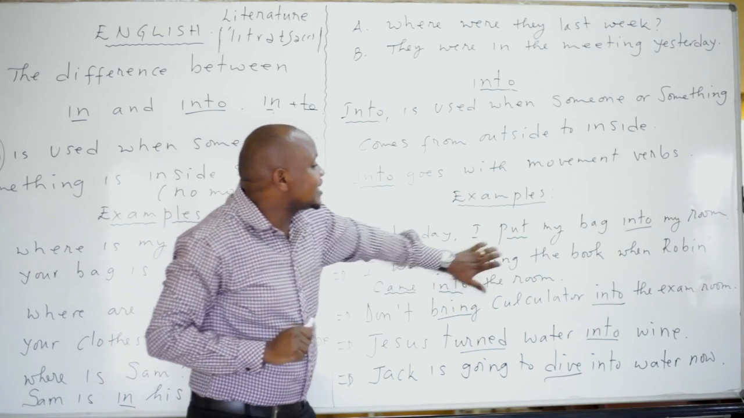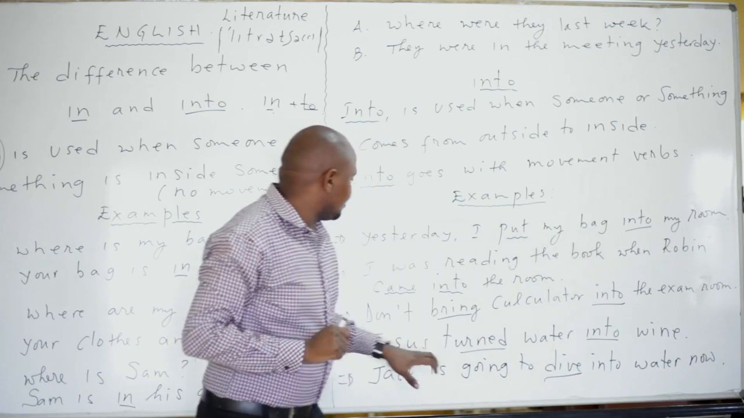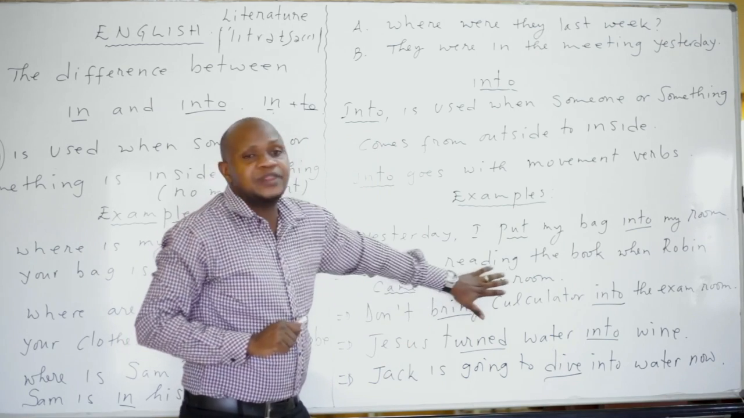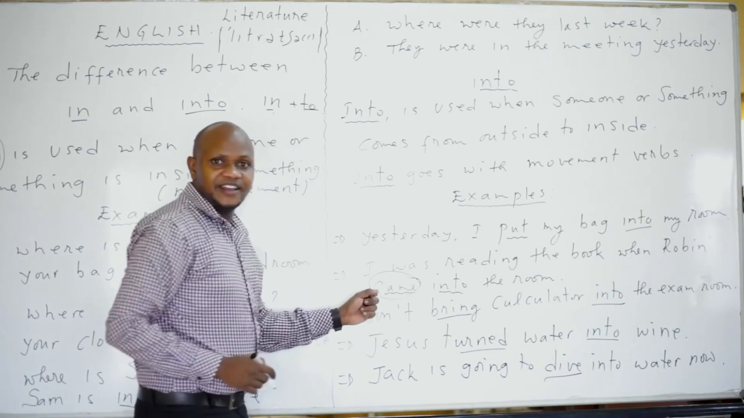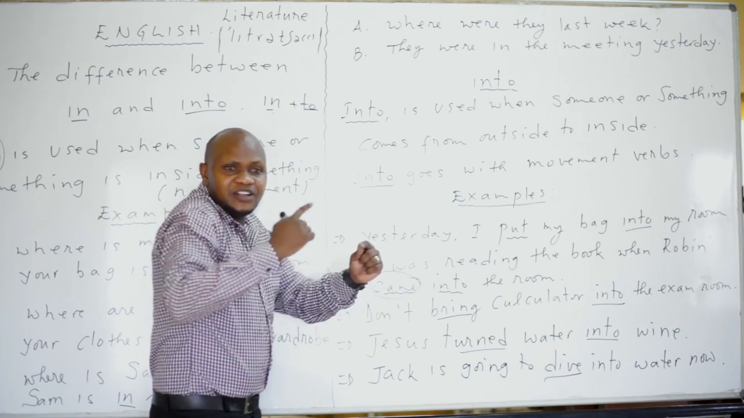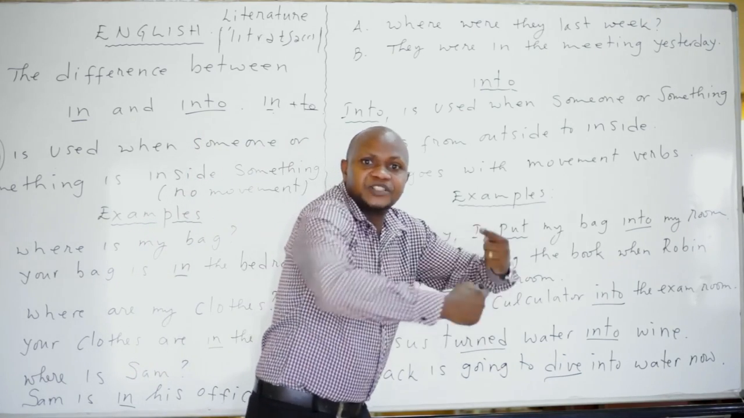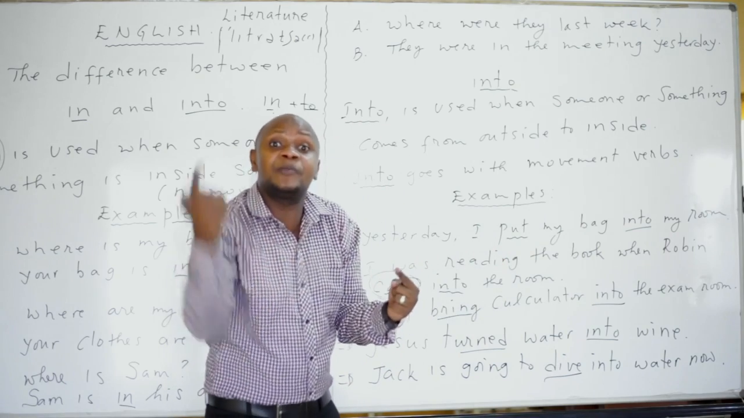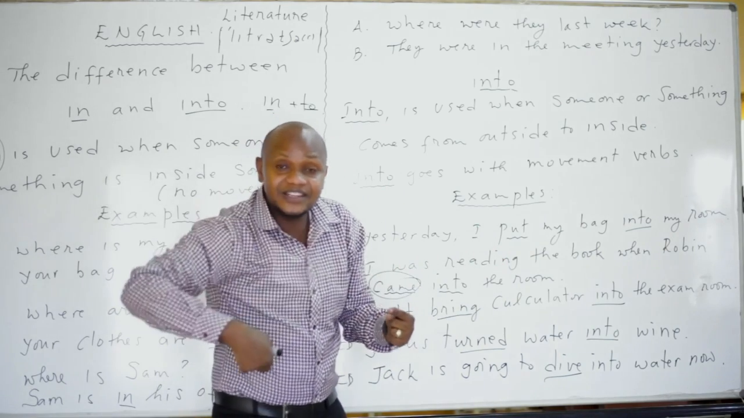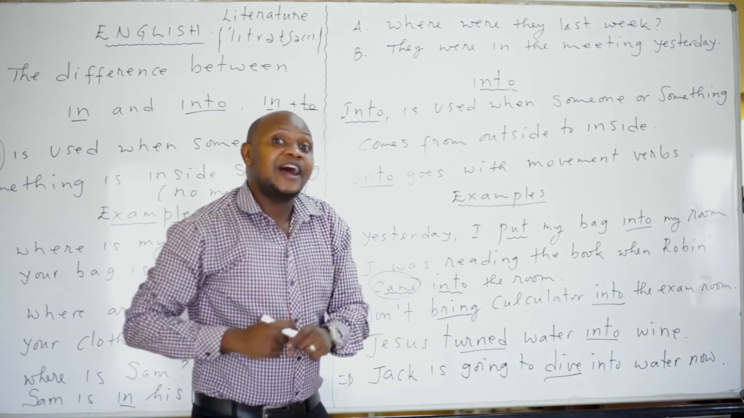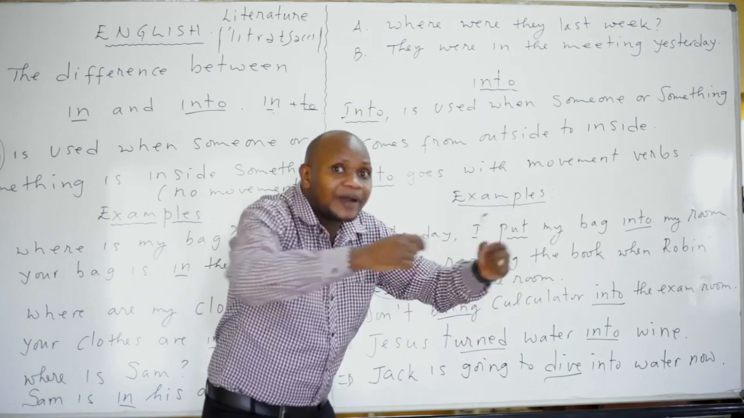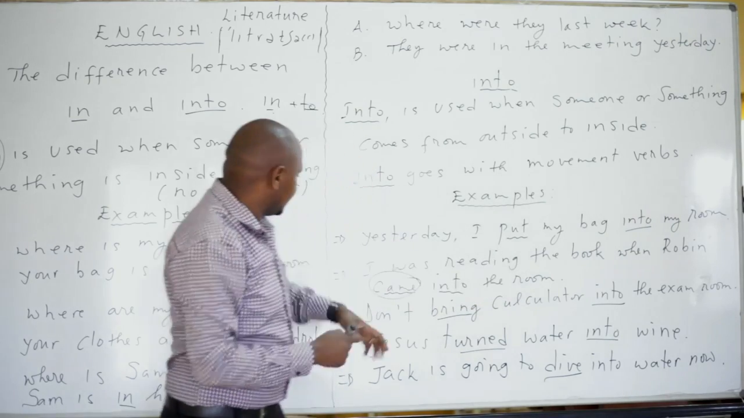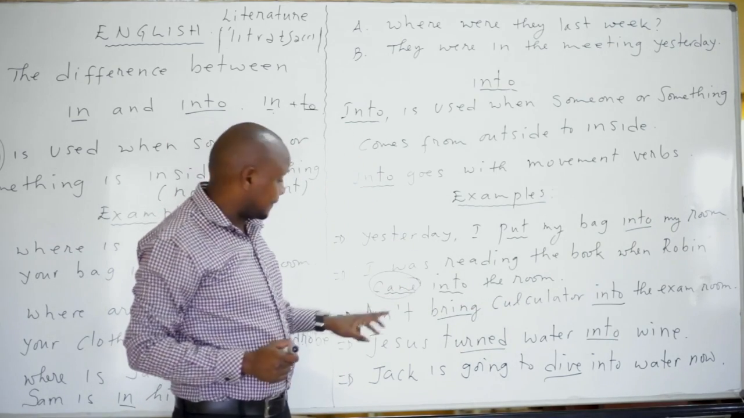I was reading the book when Robin came into the room. Verb to come na iragaragaza movement. Do you see? Come. Come ni nukuza. Urumva birifite movement. That's why I will not say come in. No. I will say yesterday I came into the room. Ninjiye mu cyumba. Came into. Very nice. That is simple past of verb to come.